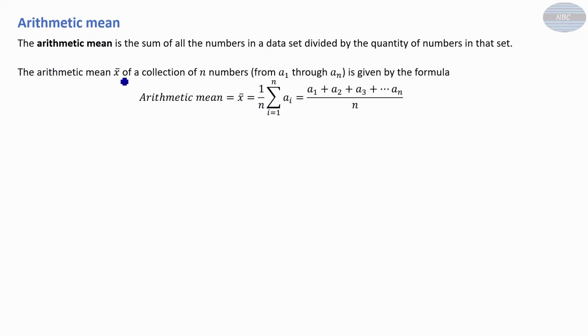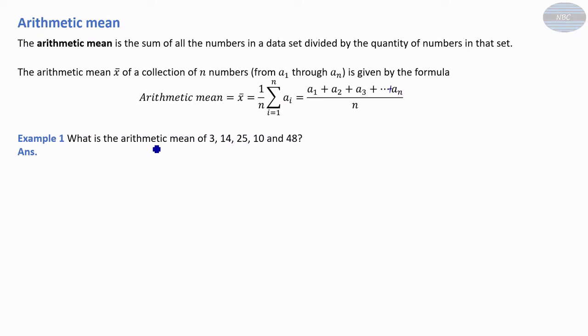The arithmetic mean, denoted by x bar, of a collection of n numbers from a1 through an is given by the formula: arithmetic mean x bar is equal to 1 divided by n times the summation, which is nothing but the sum of all the numbers divided by the total number of numbers. In simple form, it can be written as a1 plus a2 plus a3 up to plus an divided by the quantity, that is n.